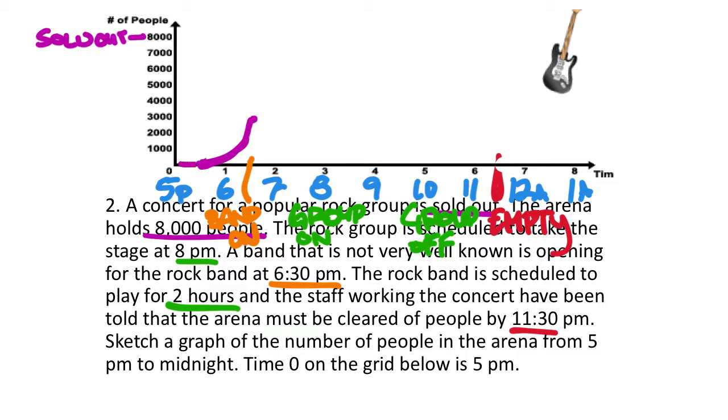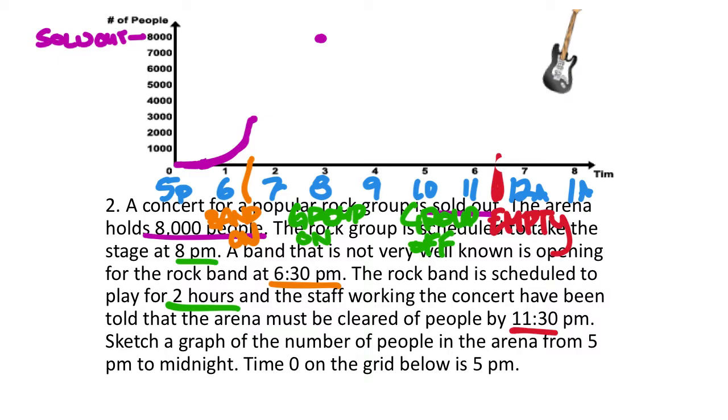Now, we do need to identify the rest of this part of the line to the left. There weren't any people in there until about 5:30, and then they speed up. We speed up the number of people coming in. And then at 8 p.m., that's our next major mark, right? That's when the actual group takes the stage. So I'm going to put this point up here at 8:30.